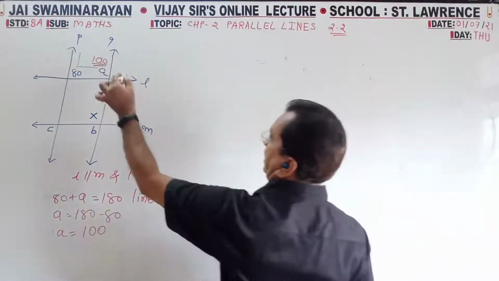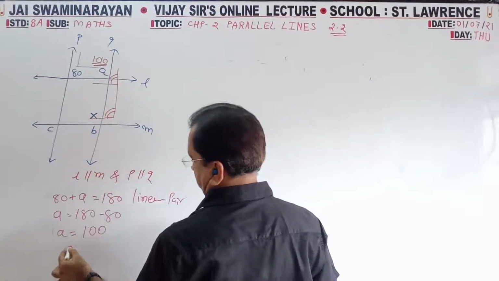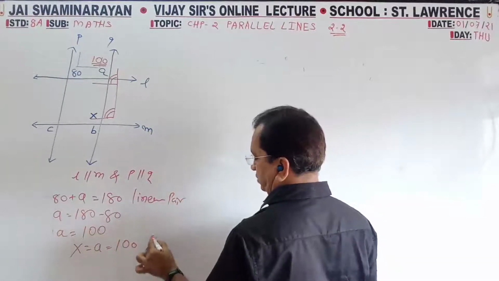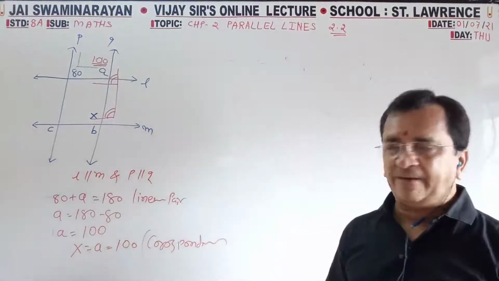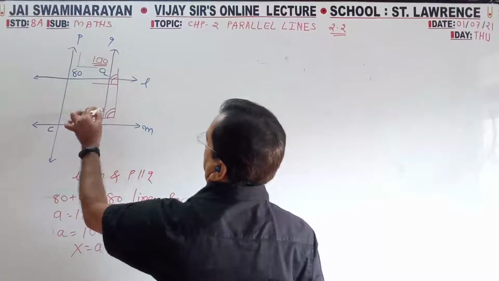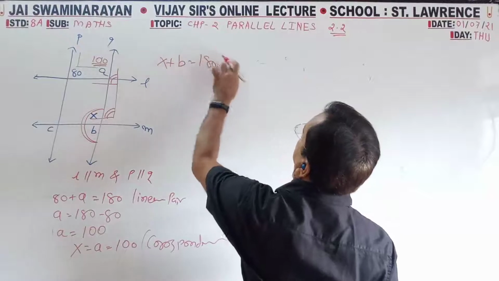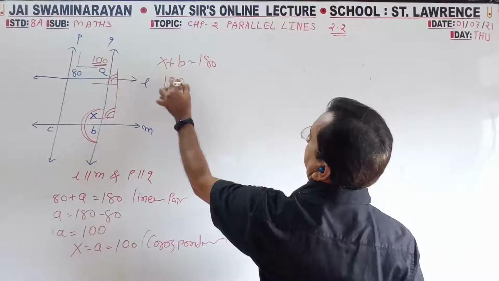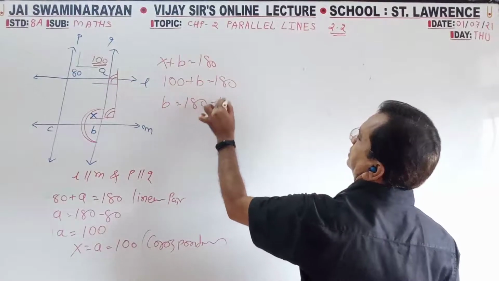Now you can see this F. So this is equal to A, this is equal to X. So X is equal to A, which is 100. Why? F means what? Corresponding angle, F. Now this plus this is 180, X plus B is equal to 180. So X we got is 100. So B is equal to 180 minus 100.